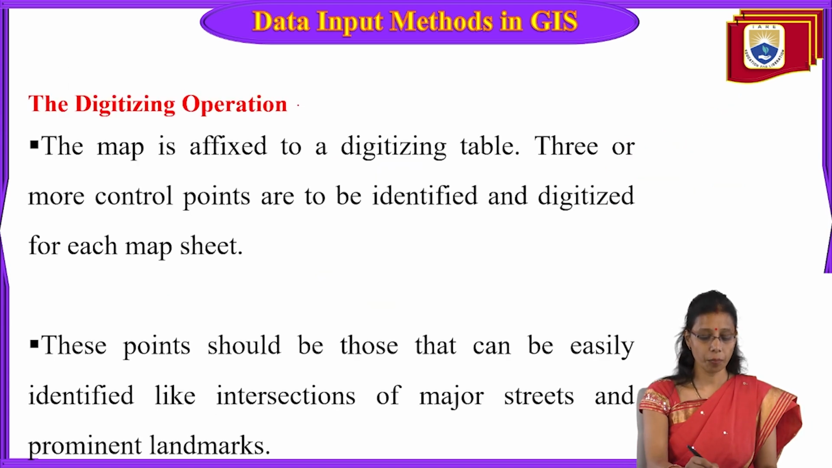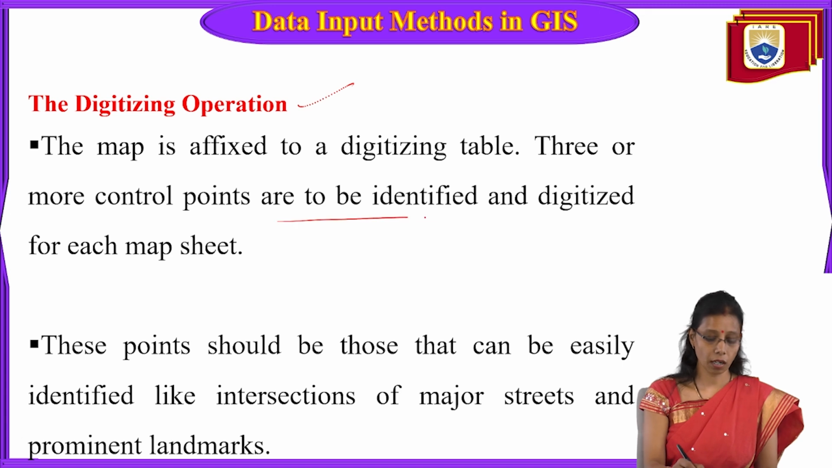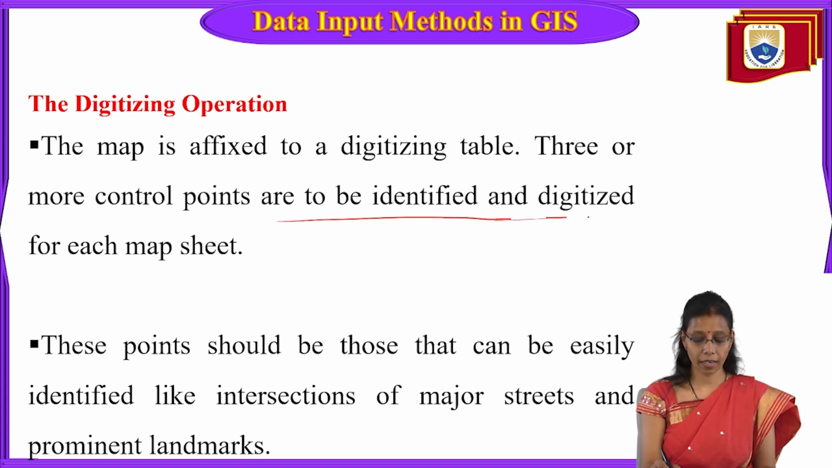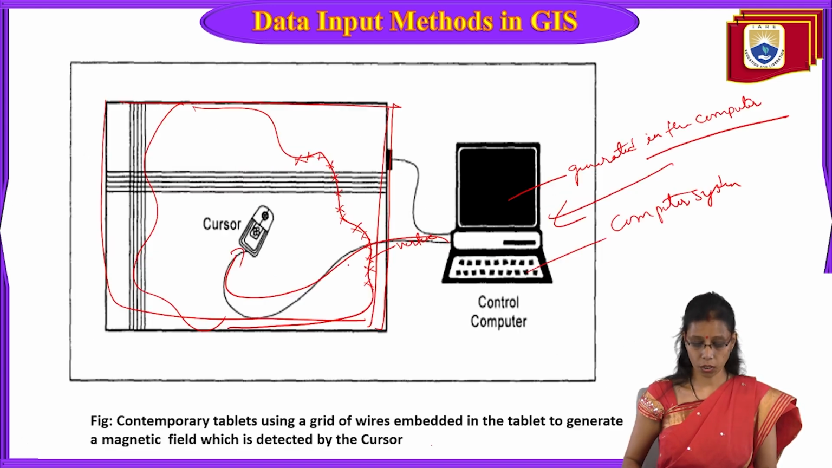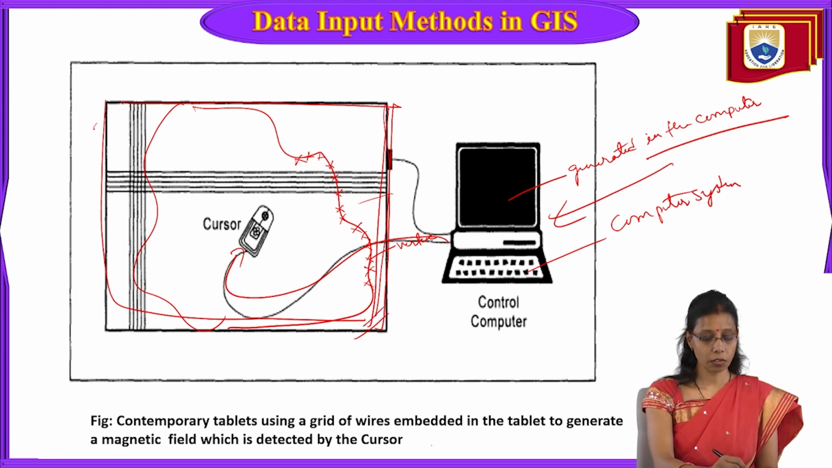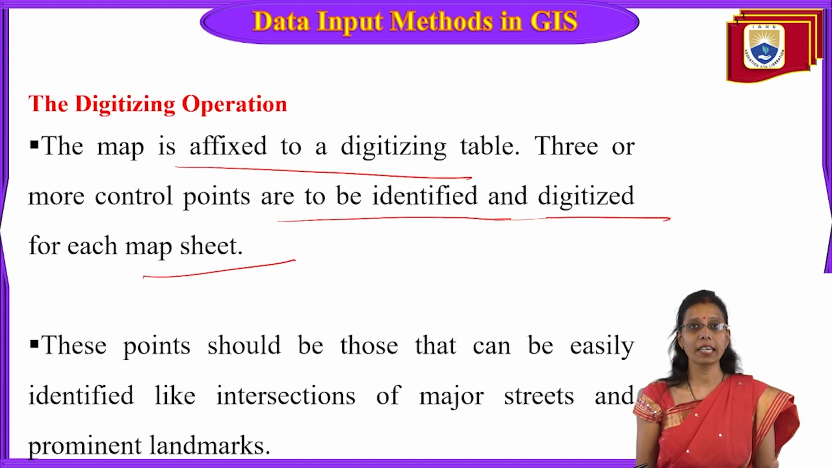So in the digitizing operation, the map is affixed to a digitizing table. Three or more control points are to be identified and digitized for each map sheet. So that is fixed to the digitizing table, as I showed you here. This map is fixed to the digitizing table, already fixed from all the sides. So it is attached to the digitizing table, and as the cursor is moved, the map is generated in the computer system.